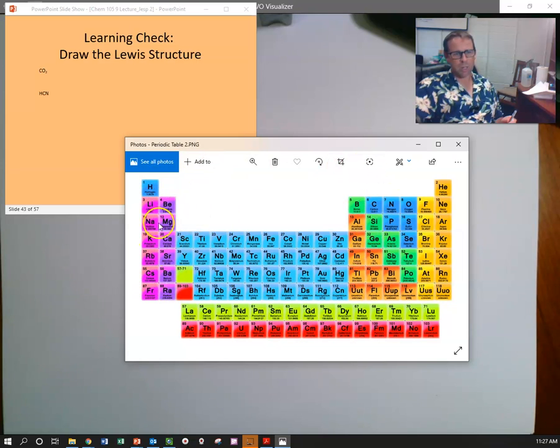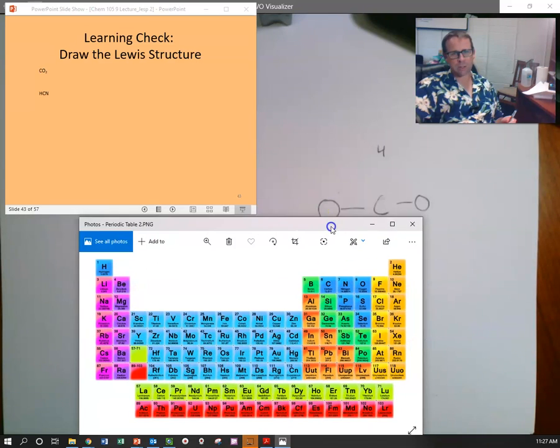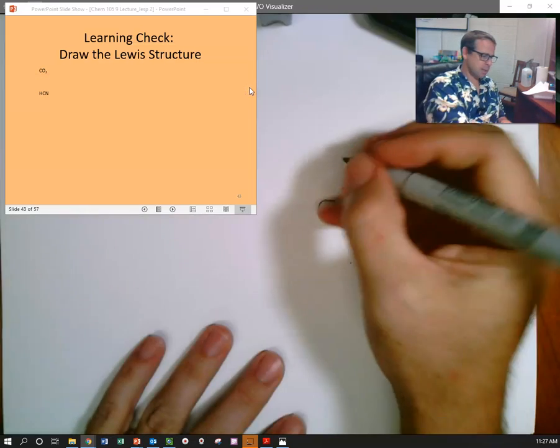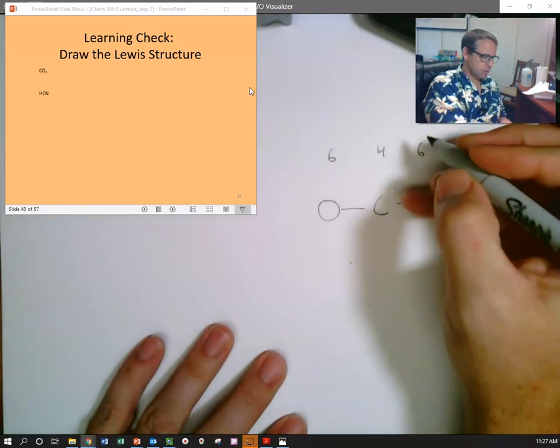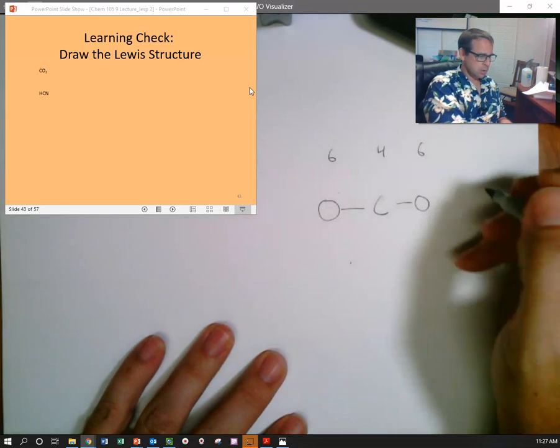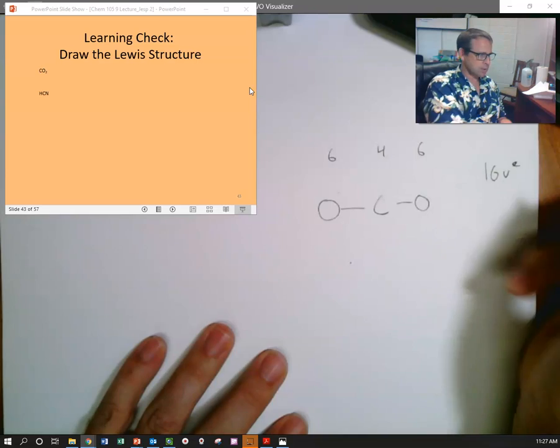Okay, so we can tell how many electrons are brought by the elements based on the column that they're in. So this is column 1, column 2, column 3, 4, 5, 6, 7, 8. Because carbon is in column 4, I know carbon brought 4 valence electrons to this party. And because oxygen is in column 6, each oxygen is going to bring 6 electrons. So that's a total of 16. So I have 16 valence electrons.